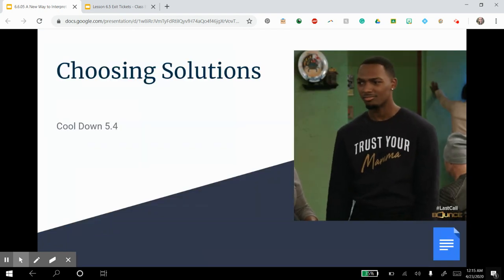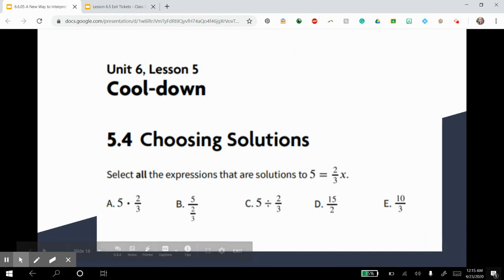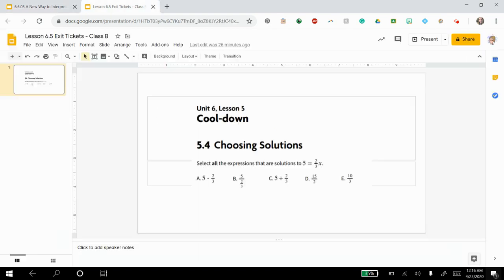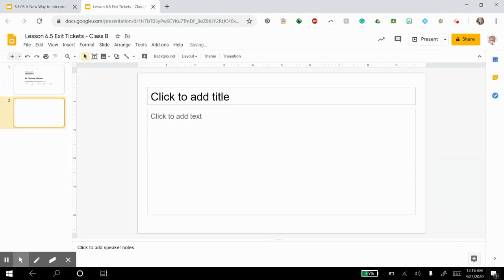So today for the cool down, you're going to be choosing solutions. For today's exit ticket, you're going to select all expressions that are solutions. That means a number that could take the place of the variable x in 5 is equal to 2/3 times x. So you're going to pick the expressions that would be a solution for x. There could be more than one because it says select all. Go ahead and write them down, or you could just type them on the slide. Whichever way you choose, start a new slide, type your name, then either use the camera to take a picture of your work or type your answer choices there.